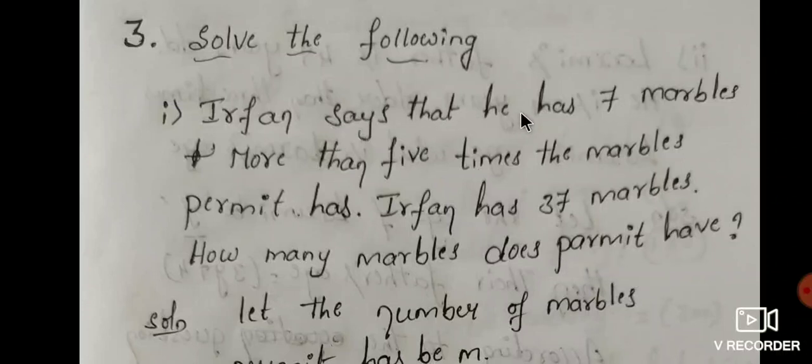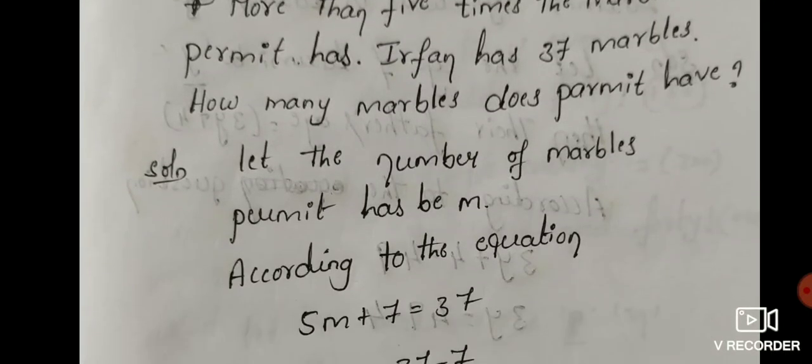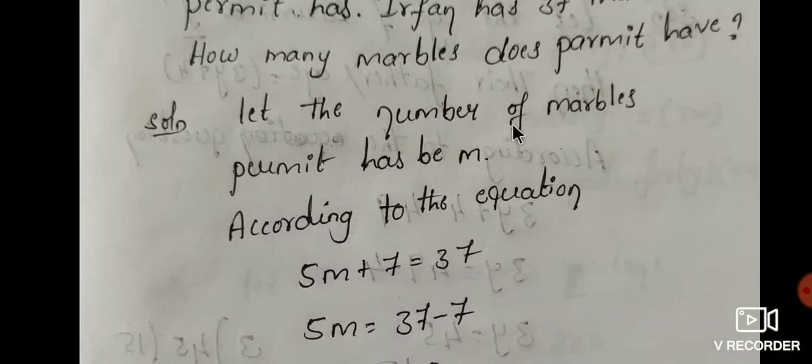Irfan has 7 marbles more than 5 times the marbles Permit has, means 5 times of the marbles Permit has. They didn't give the number of marbles Permit has, so we shall take that one as m. So 5 times of m plus 7 is equal to the total number of marbles Irfan has, 37. Now we should solve this equation and find the value of m. So let the number of marbles Permit has be m. According to the equation, 5m plus 7 is equal to 37.